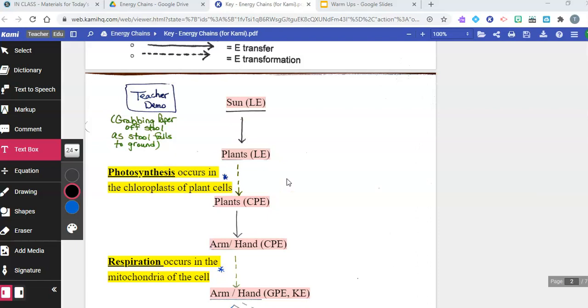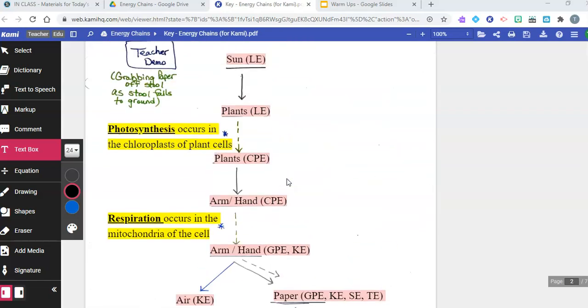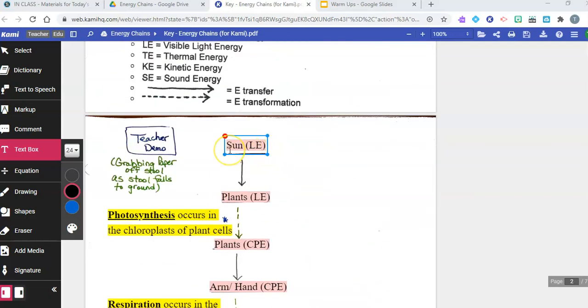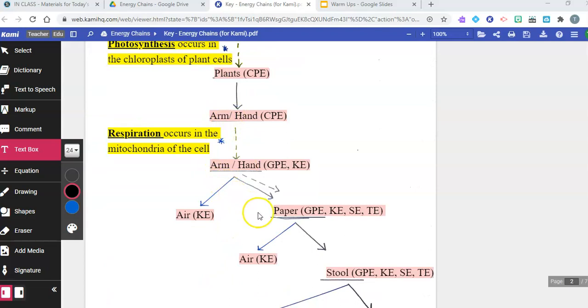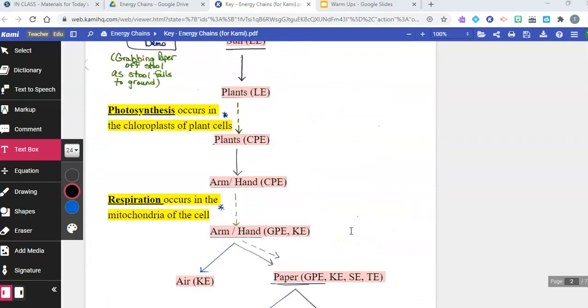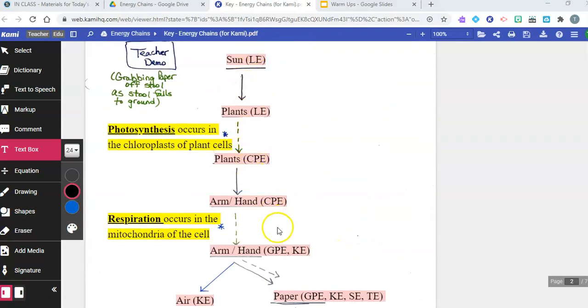So ladies and gentlemen, this is how you make an energy chain from start to finish. In the majority of all energy chains, the energy starts with the sun. And then you just track or trace where the energy is going within the system. As you track and trace where the energy is going, you're also identifying the type or types of energy that object in the system or in the event is expressing. Okay? And that is your lesson on how to make energy chains.